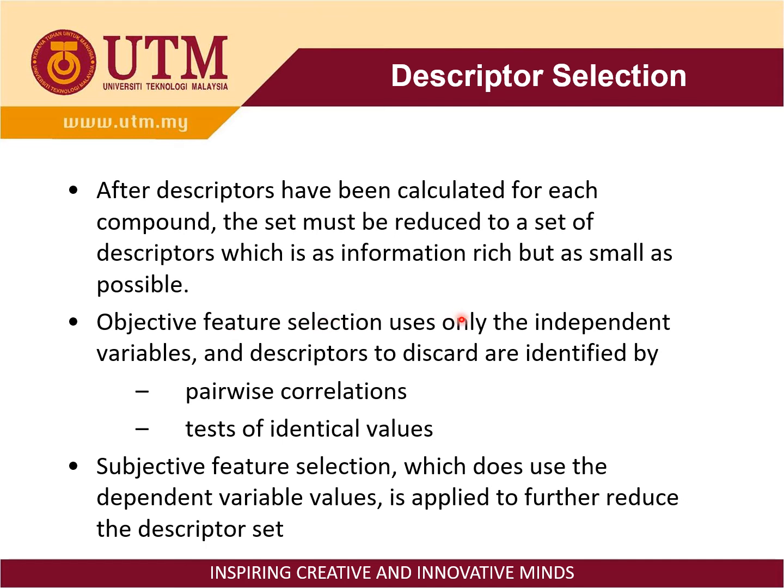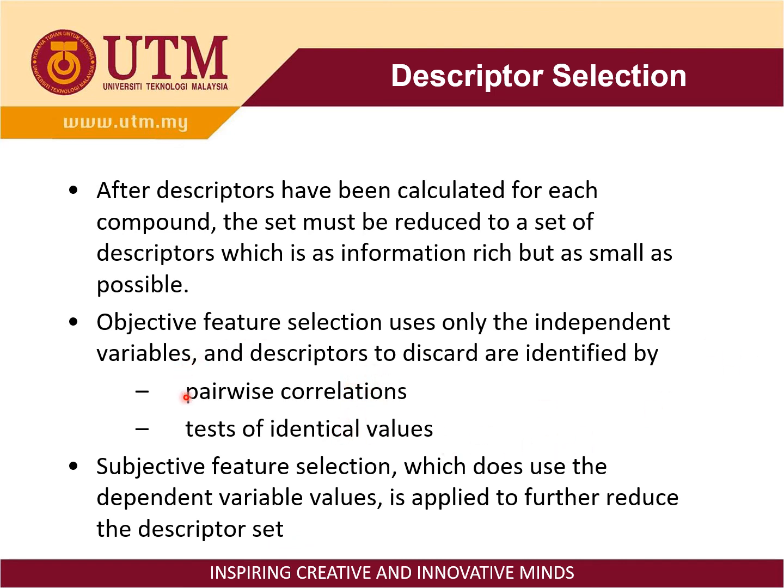So objective feature selection only uses the independent variables, and descriptors to discard are identified by pairwise correlation and test of identical value. So ada statistical analysis juga lah to be applied to get the best descriptor. So ciri-ciri descriptor tu kenalah independent. Maksudnya bukan dia bergantung pada certain descriptor. Kalau dia bergantung, kita just ambil salah satu saja, sebab dua-dua tu akan bagi efek yang sama lah. And then kalau kita pilih salah satu, dia lagi bagus sebab dia lebih ringkas. Kalau kita buat banyak, nak buat apa kan? Efek dia sama juga. And then subjective feature selection, which does use the dependent variable values, is applied to further reduce the descriptor set.